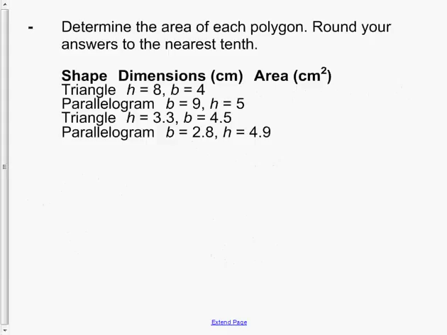Finally, the last question, determine the area of each polygon, round your answer. So a triangle with a height of, so you do base times height divided by 2, or 4 times 8 divided by 2, or 32 divided by 2, which is 16 centimeters squared. It says round your answer to the nearest tenth. Now some of you thought that meant round your answer to the nearest 10. And a tenth and a 10 are not the same number. A tenth means 1 decimal place. A 10 is a completely different number.